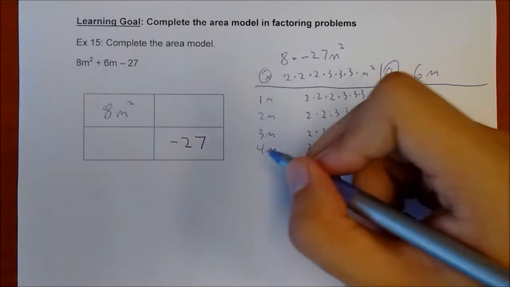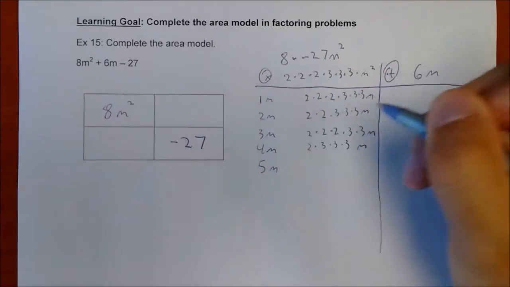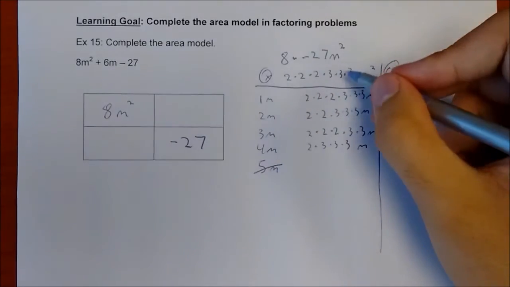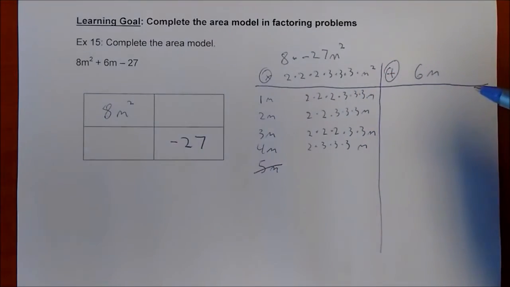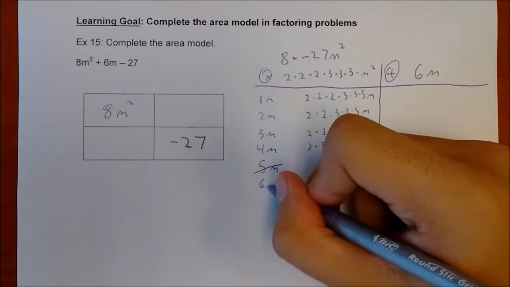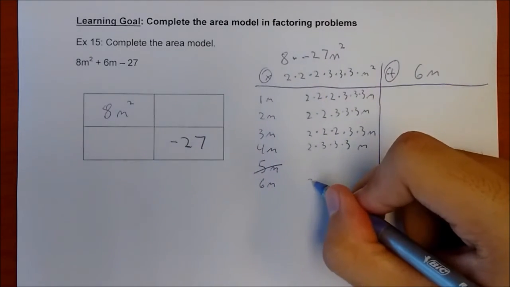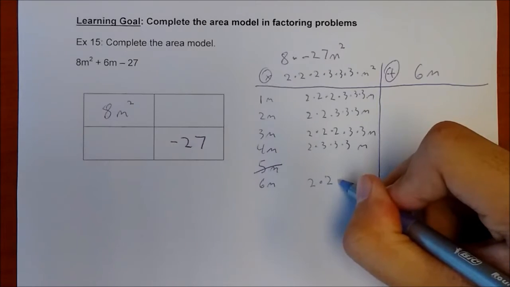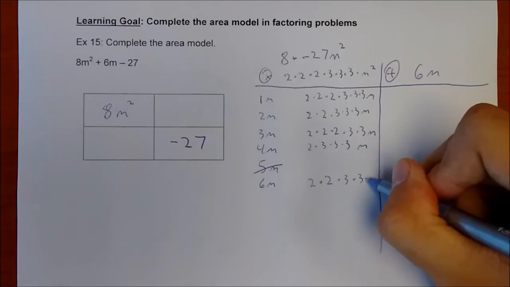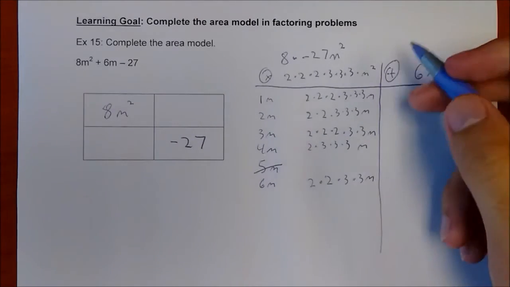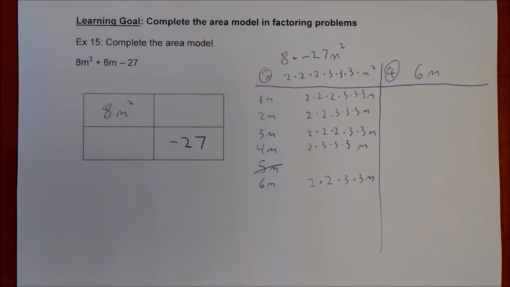Alright, and then 5m doesn't exist because there's no 5 in the initial prime factorization. So we're going to go to 6 next, where it uses a 2 and a 3. So we have 2 times 2 times 3 times 3m. And then 7 doesn't exist. And the rest of them, I'm going to have you do yourself.